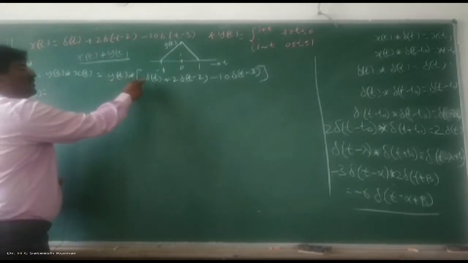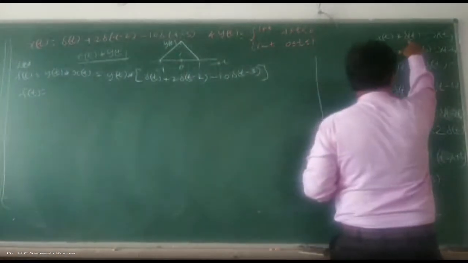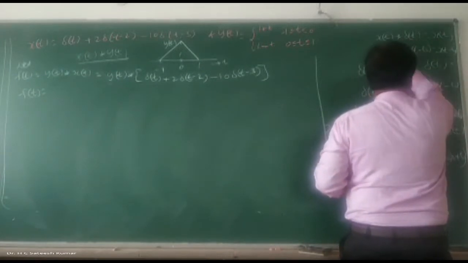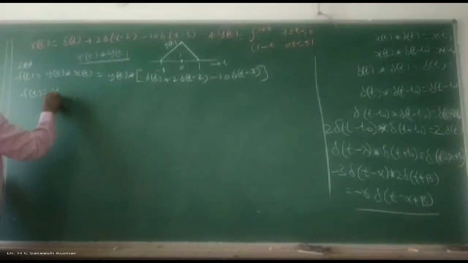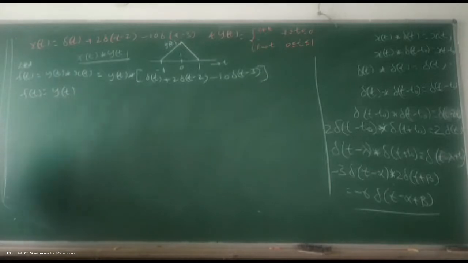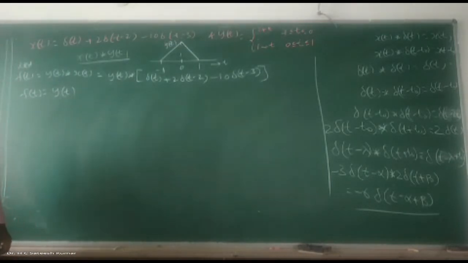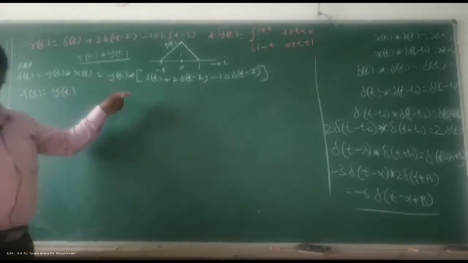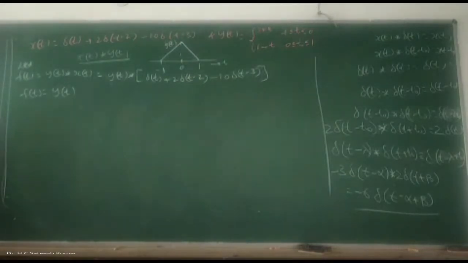Y of t convolved with delta of t is what? We know the property: x of t convolved with delta of t is x of t, so y of t convolved with delta of t is y of t. Therefore the first term will be y of t. Next, y of t convolved with 2 delta of t minus 2.